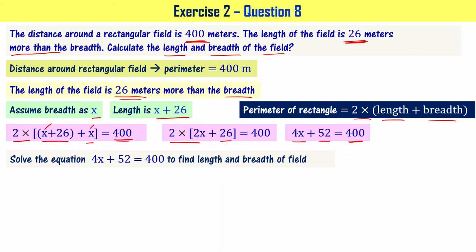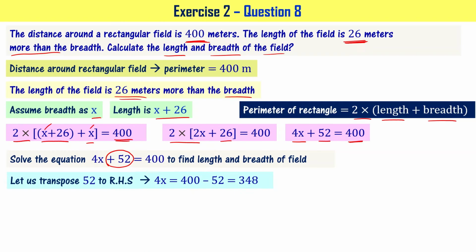To do that, what we do is first transpose this 52 onto the other side. When you transpose, it becomes minus 52, right? So 4x equal to 400 minus 52, that is equal to 348. Now let me write this equation. 4x equal to 348. This is another linear equation we got by simplifying the first equation, right?